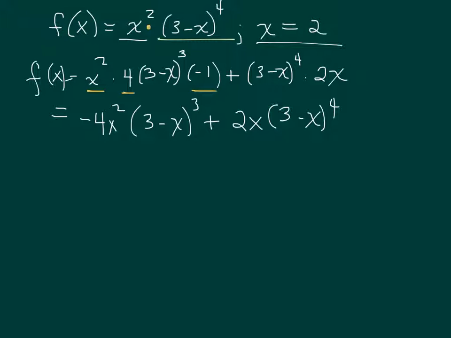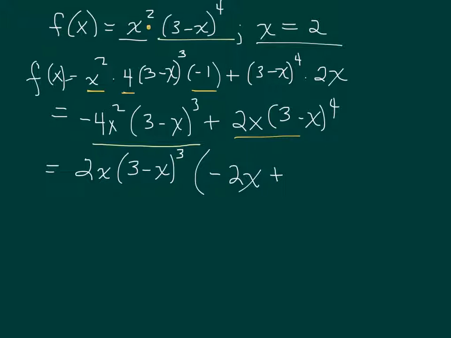Now from this step, all I'm going to do is factor some things out. So I'm going to factor out a 2x and a 3 minus x cubed. Okay, so all I'm doing is factoring that out. So in this piece, I would have left a -2x, because -2x times the 2x gives me my 4x cubed. And then in this piece, I've already taken a 2x and 3 of the 3 minus x's out, so I just have left a 3 minus x.